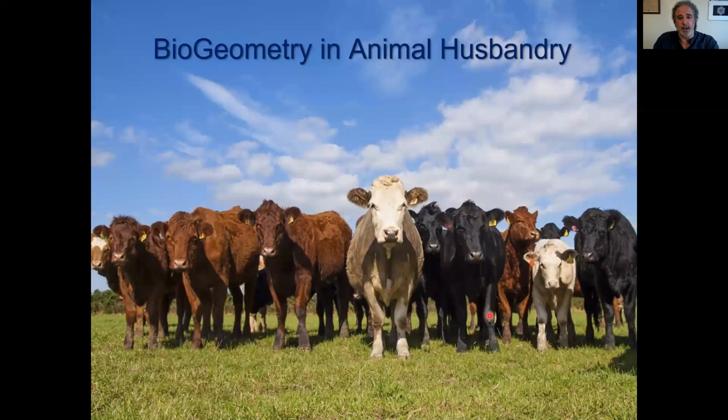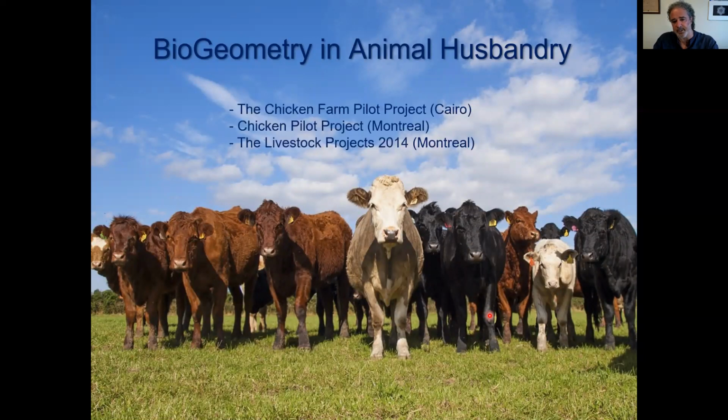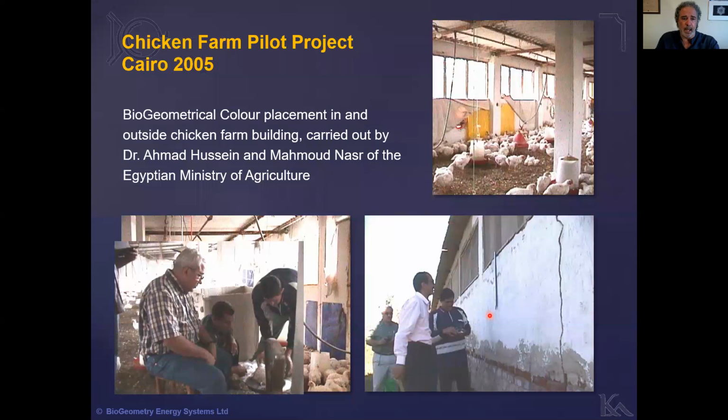So now this is about animal husbandry, which were projects done with livestock, okay, especially cows, and oh yes, there were projects done with chickens as well. So the idea was to look into how animals could be given more healthy conditions, mortality lowered, etc. And this is a first project that was done in 2005 on a chicken farm.